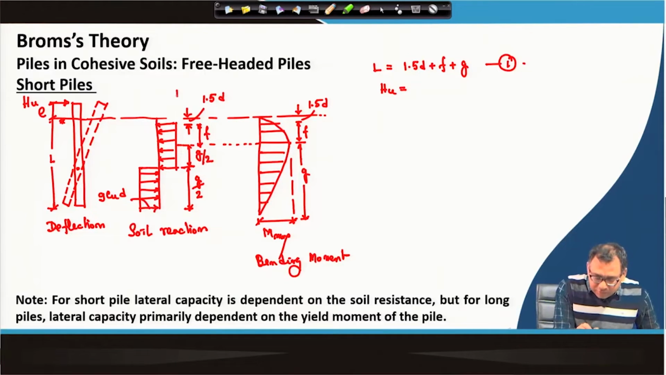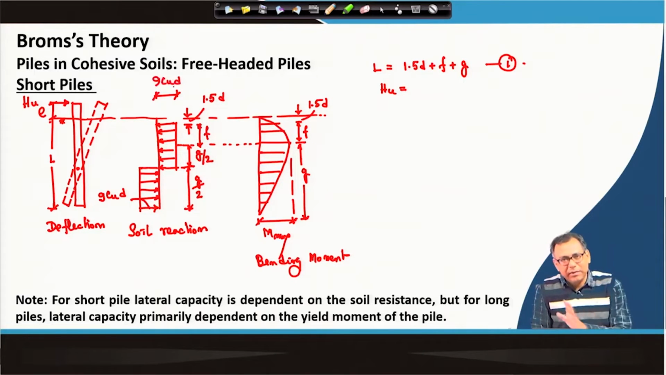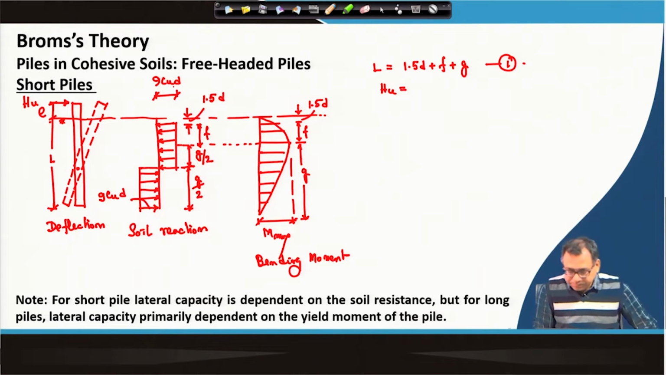Similarly, this one is also 9 CuD. So, 8 to 12 is the general range, and Broms has recommended that we can take a uniform soil reaction of 9 Cu, and D is multiplied along the length of the pile, except the top 1.5 D portion where the soil reaction value is 0.